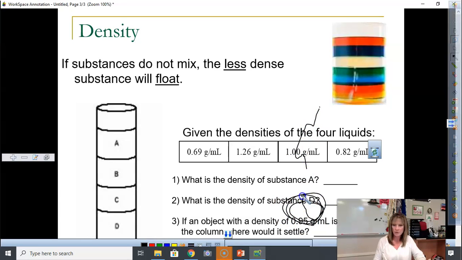There we go. 0.95 would be, let's see, over here would be the 1.26. That would be 1.00. Next up would be 0.82. And we said the least dense would be 0.69. So where does that 0.95 fit in? Well, 0.95 would fit in somewhere right in here. It would float on top of the 1.00 density, whatever the substance is, and it would be in between the 0.82 and the 1.00 if we were to drop that object or mix that other liquid in there.